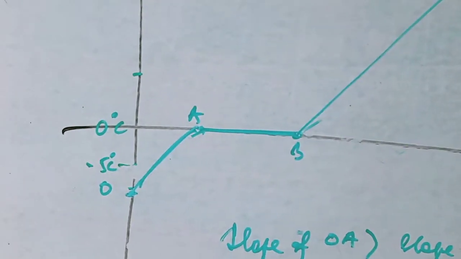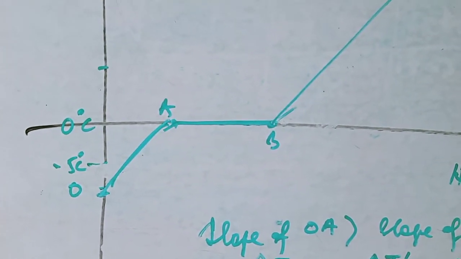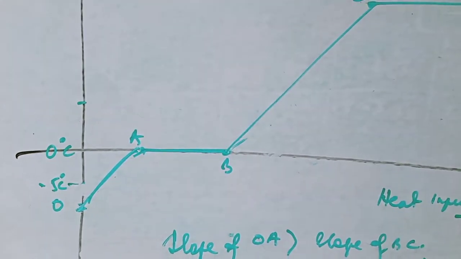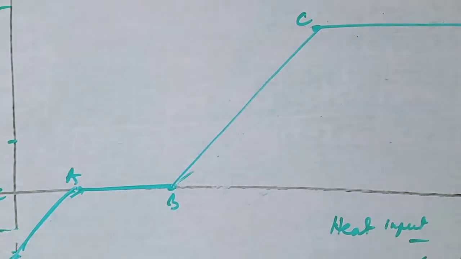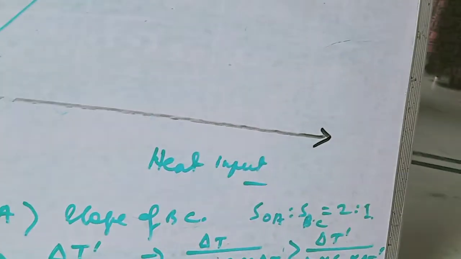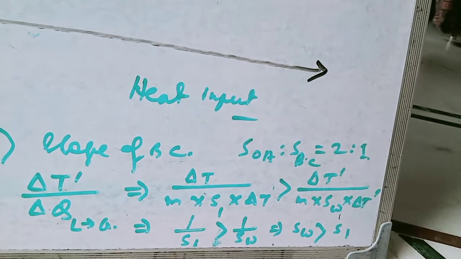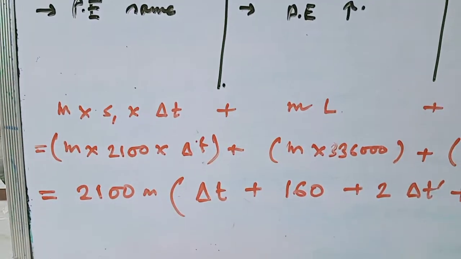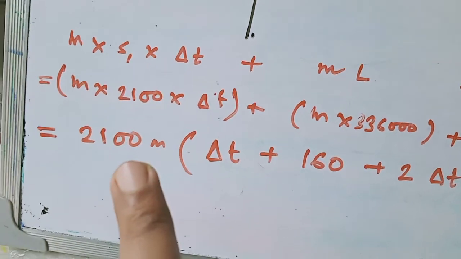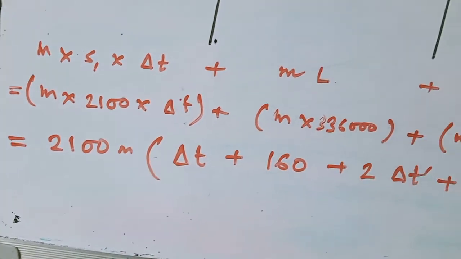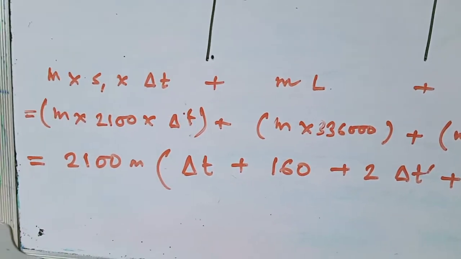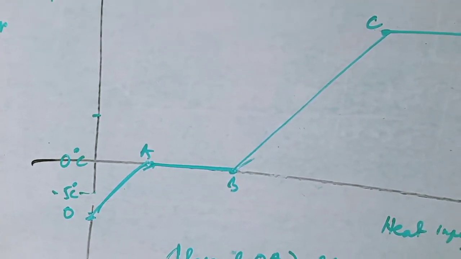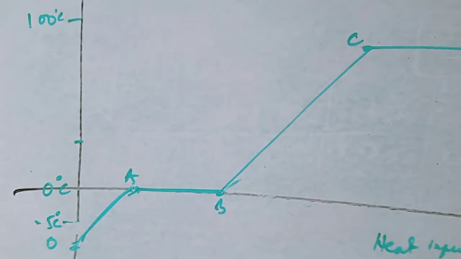So from the graph, even if we do not know the specific heat capacity of water, we can determine it from the slope. By comparing the slope of OA and the slope of BC, we can come to the conclusion that the specific heat capacity of water is greater than the specific heat capacity of ice. It is quite visible here. The specific heat capacity of ice is 2100 and that of water is 4200, almost double. So the slope of OA will almost be double the slope of BC.